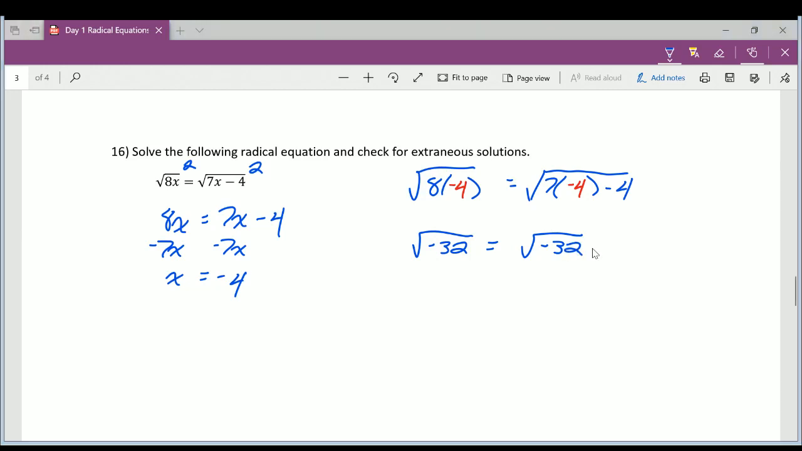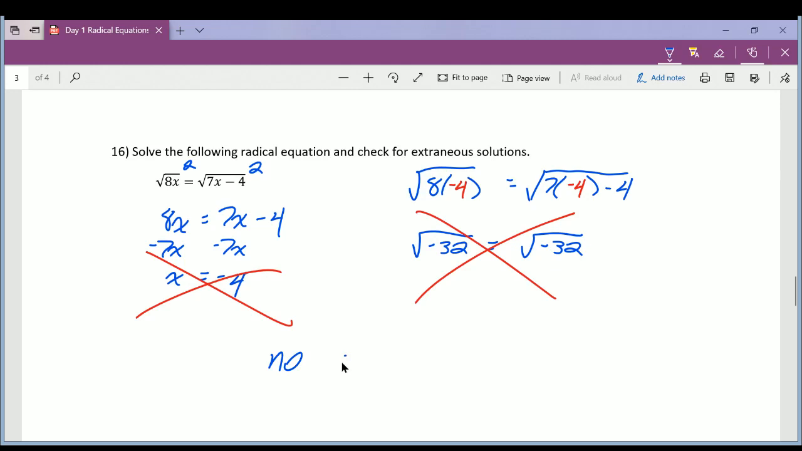They do look the same, but are we allowed to take the square root of a negative number? No, we can't. In what we're doing here, there are no imaginary numbers to think about. That is not part of this. So since you cannot take the square root of a negative number, negative 4 is not the answer, and since there was nothing left, there is no solution to this one.